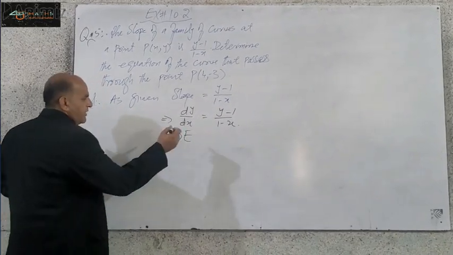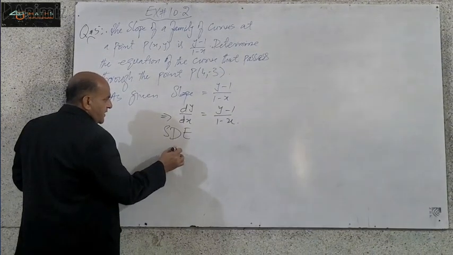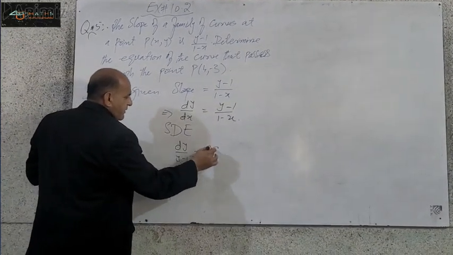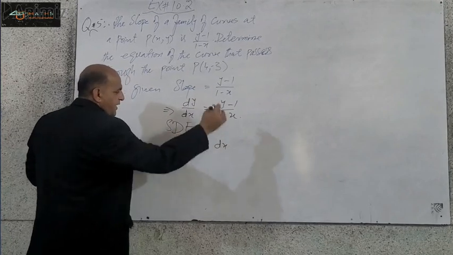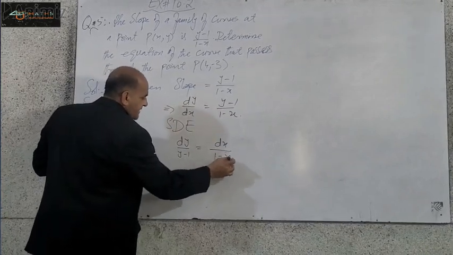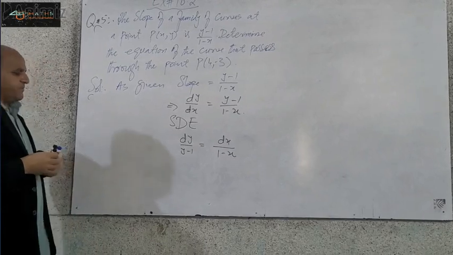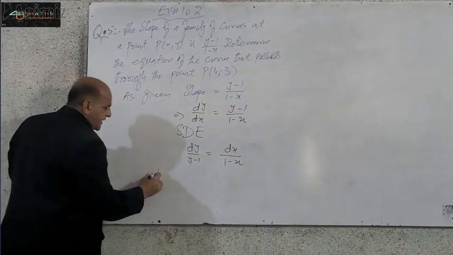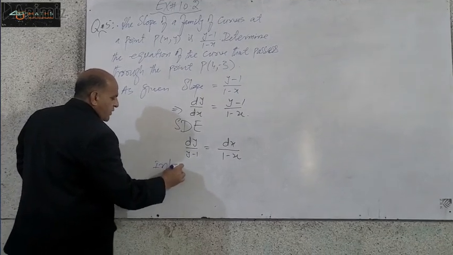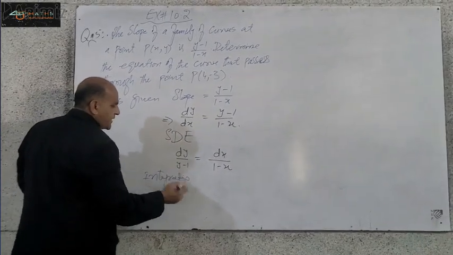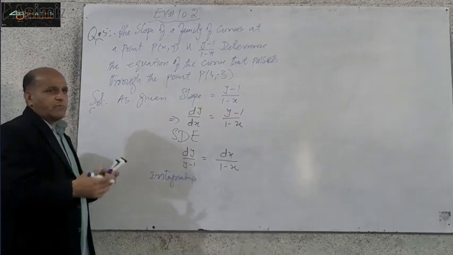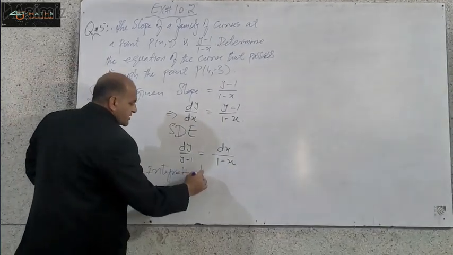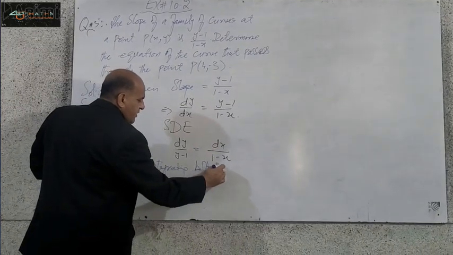So separating the variables, we have dy by (y minus 1), and we will transfer the dx from left to right, and this will be equal to dx divided by (1 minus x). Okay, what is the next step? We will integrate both sides of this equation. We will not mention here integrating with respect to x or y, because we have different variables on both sides. So we will integrate both sides of this equation.